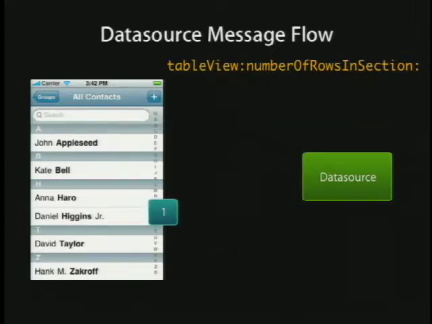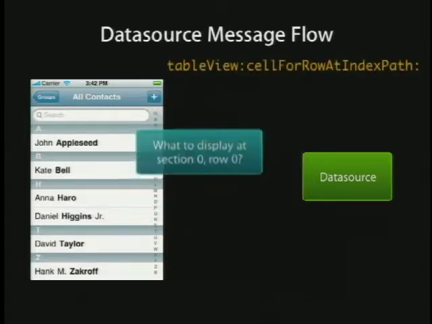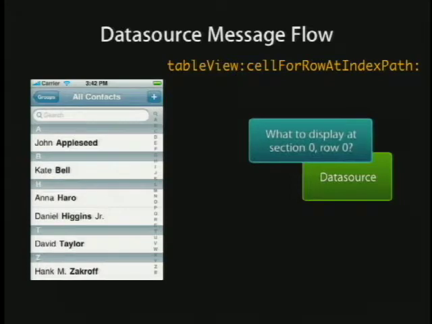It'll do the same for all the other sections in the table view, filling out how many there are in each one. Once it's got all that, it needs to know, what do I display in section 0 at row 0? And so on and so forth for the rest. Section 1 at row 0, section 2 at row 0, section 2 at row 1.